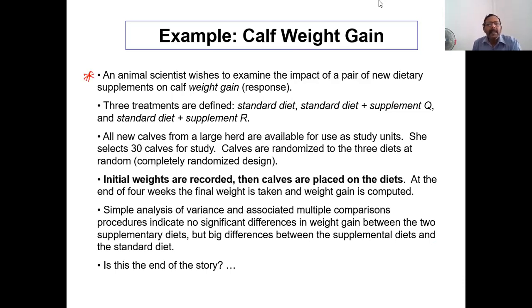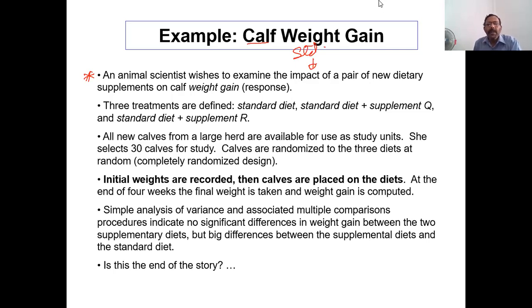An animal scientist wishes to examine the impact of a pair of new dietary supplements on calf weight gain response. Normally in this particular farm, they usually give a particular diet. It is called the standard diet. At the moment, they are giving a standard diet.